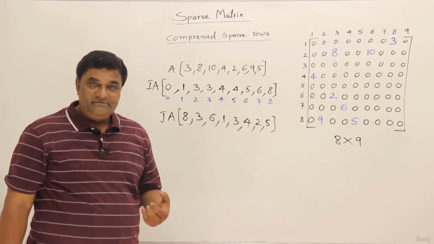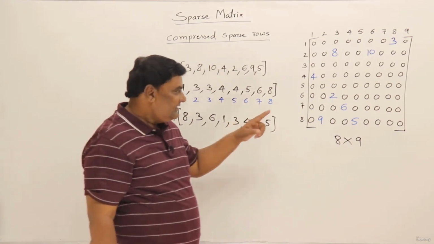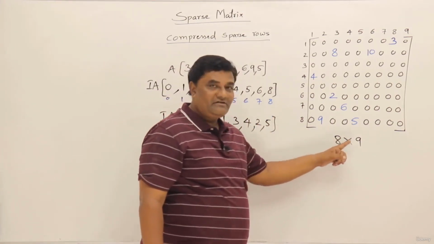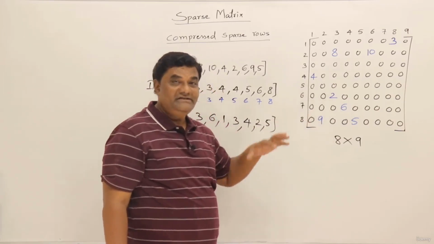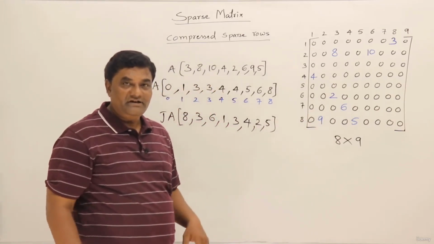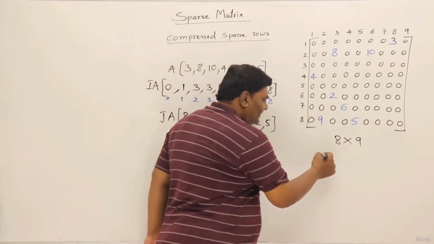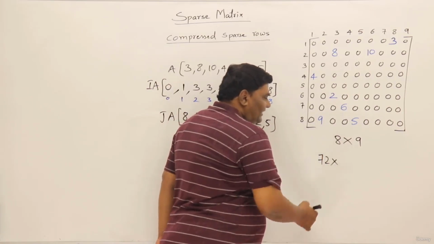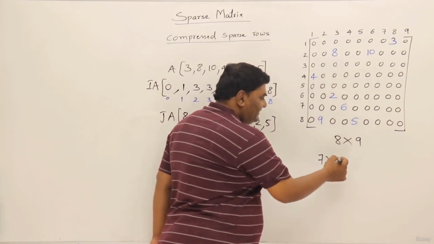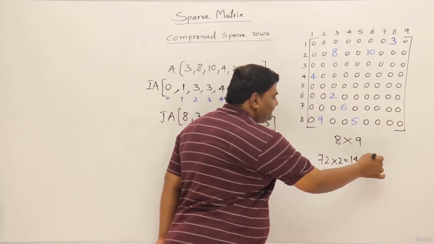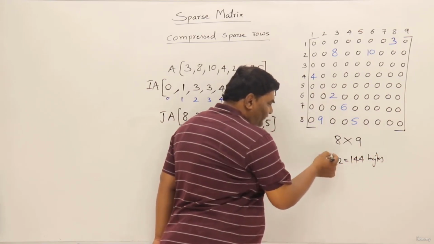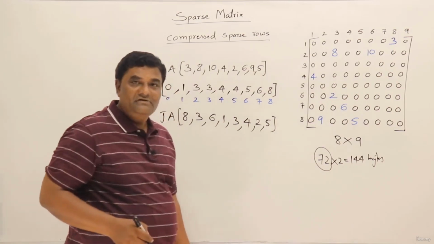Let us analyze this a little bit upon space. This is a sparse matrix of 8 cross 9. Total 72 elements including zeros, that is zeros and non-zero, together there are 72 elements. And if each element is an integer and takes 2 bytes, so this is 144 bytes.